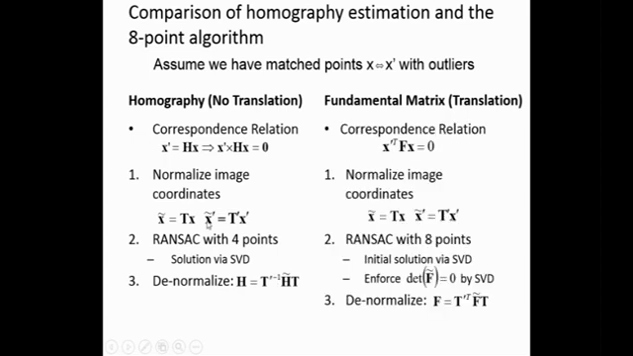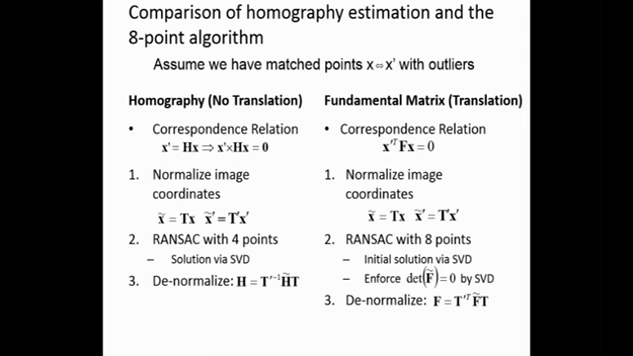Similarly, for the fundamental matrix, the correspondence relation is that x prime transpose F x equals 0. So now every pair of points gave me 2 equations. Here it gives me 1, or it gave me 2 constraints in the case of the homography. Now it gives me 1, so I need 8 points.